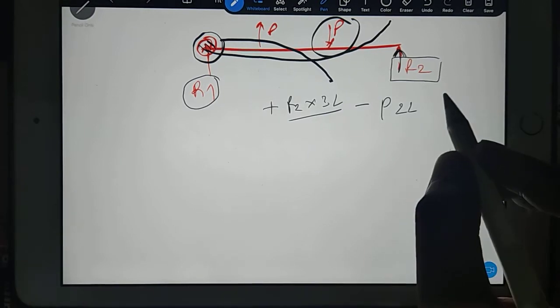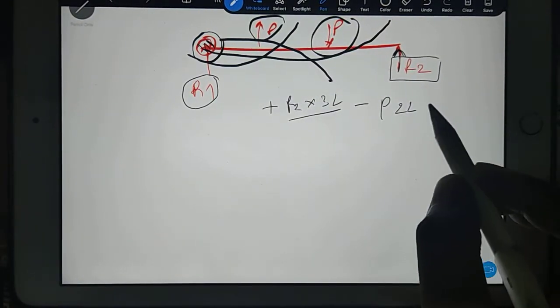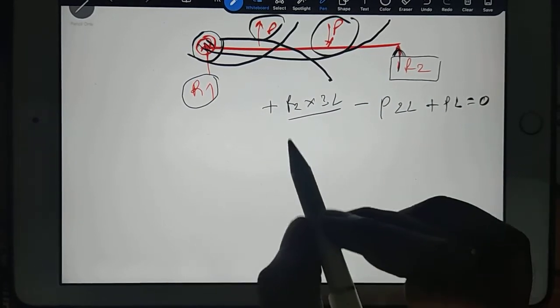So P into 2L, okay, done. Now you come to this force. This force is again taking the beam upward, so again sagging, so again positive. So P into L is equal to, so total should be 0. So you got the value of R2.